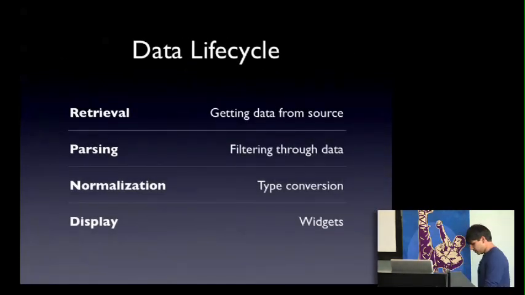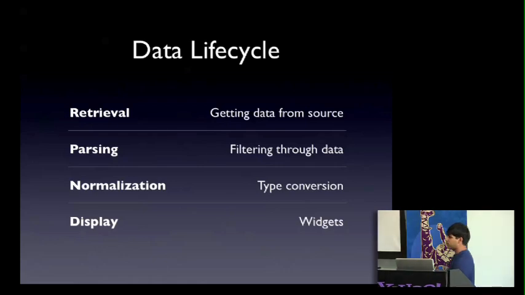When it comes to data, I like to think about it in 4 steps, in what I call the data lifecycle. There's retrieval, which is getting that data from wherever it exists on a remote server to your page. There's parsing, which is taking whatever objects you get back and only taking the fields that you want out of it. There's normalization, which is type conversion. It's taking strings and converting them into dates or objects or numbers or whatever they truly represent. And finally, there's display, which is taking all this data and plugging it into a widget in YUI 3. So we're going to talk about that.